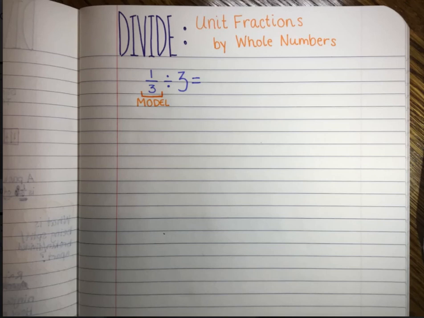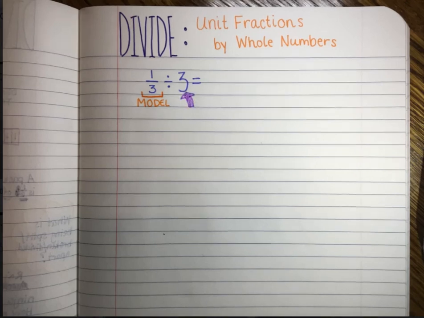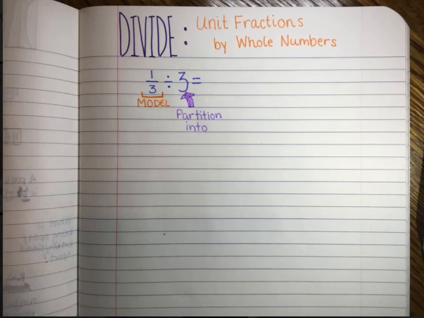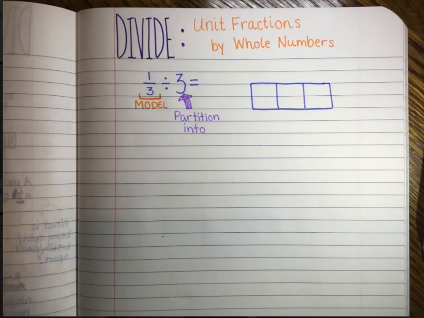Okay, so you have 1/3 of a tray of brownies, and you have to partition that 1/3 into 3 pieces because you get one and then you have to share the other 2 with friends. So that divisor tells us how we're going to partition that 1/3. So here we have 1/3 divided by 3. The first thing we would want to do is model 1/3.